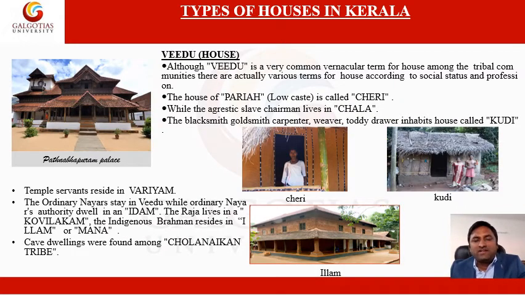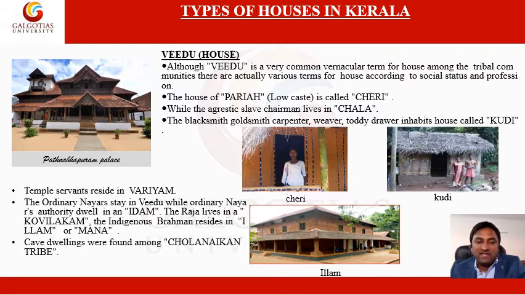With reference to architecture in Kerala, first we will discuss the types of houses in Kerala. Normally in Kerala we call a house a Veedu, although Veedu is a very common vernacular term used among the tribal communities, and there are actually various terms for house according to social status and profession. The house of the Pariah, of lower caste, is called Cheri, while the agrestic slave lives in a Shala. The blacksmith, goldsmith, carpenter, weaver, and toddy tapper live in the Kudi.